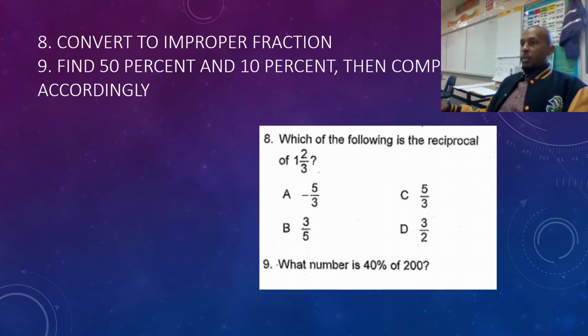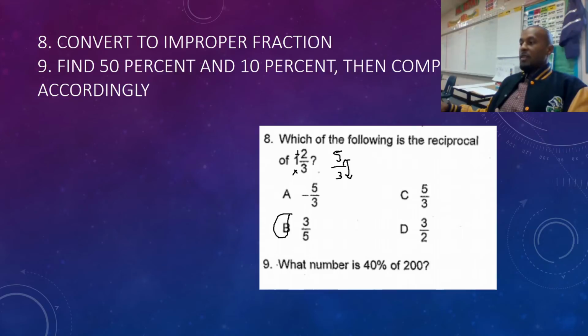convert to improper fraction. Find 50% and 10%, then compute accordingly. Okay, simple. All right, which is the reciprocal? Okay, improper fraction, times plus. 3 times 1 is 3, plus 2 is 5, so this is 5 over 3. What's the reciprocal? 3 over 5. Reciprocal just means opposite. You switch the numerator and denominator.